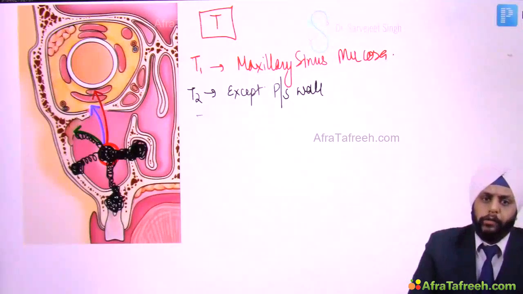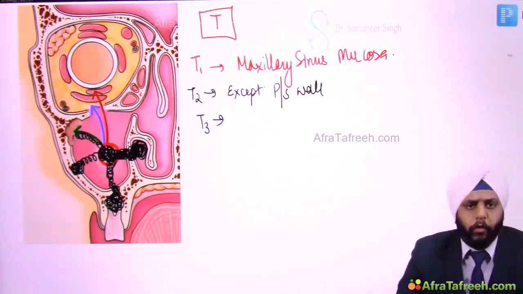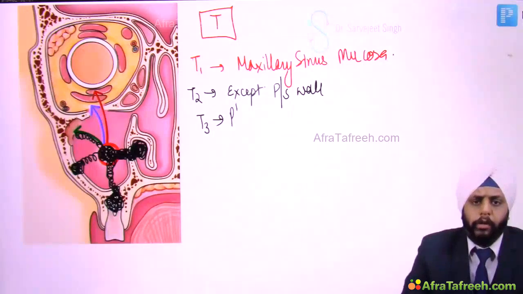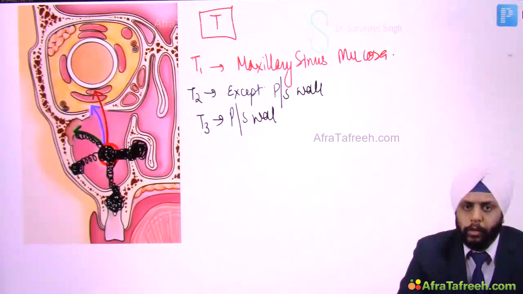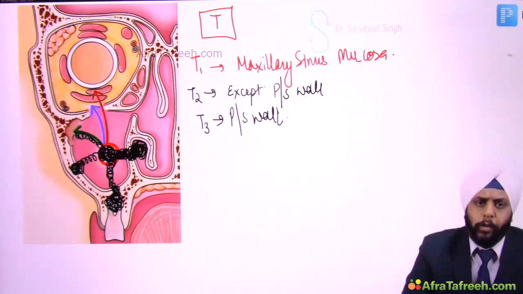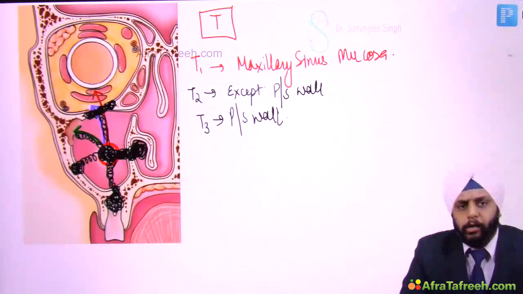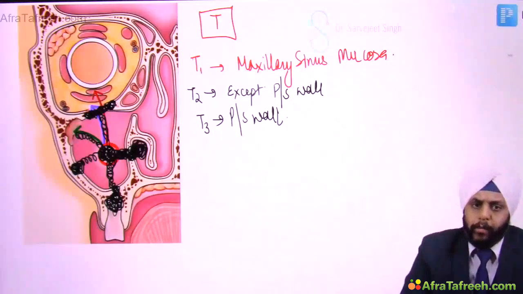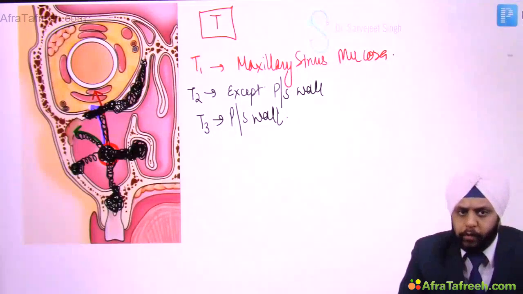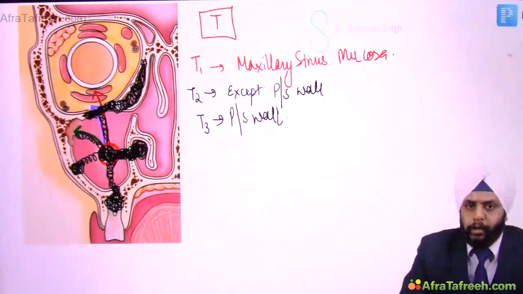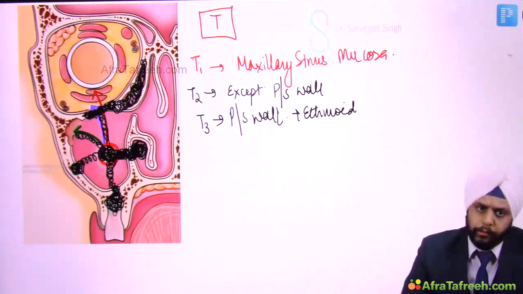Now T3 stage. Which wall is it involving? It will involve the posterior superior wall. What is at the posterior superior wall? At the superior wall we have the orbit. If the orbit is involved, prognosis of course becomes bad. So it involves the superior wall. Remember, here it can go into the ethmoid. Ethmoid again means that the wall of the orbit is involved. So if ethmoid is involved, of course it will be considered as T3.